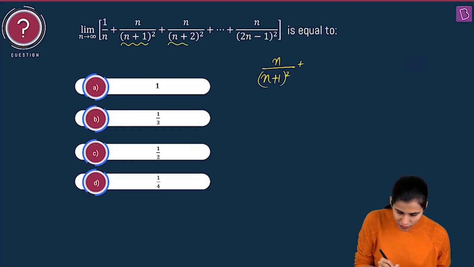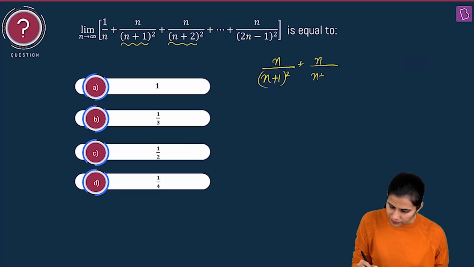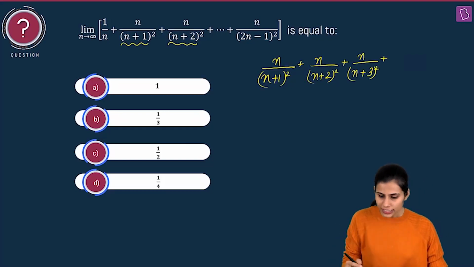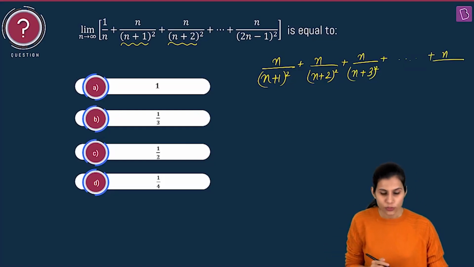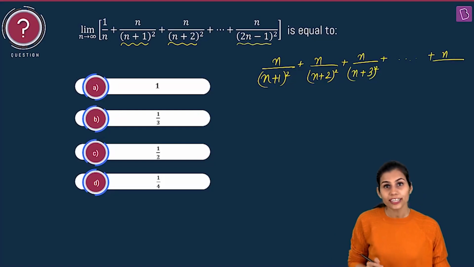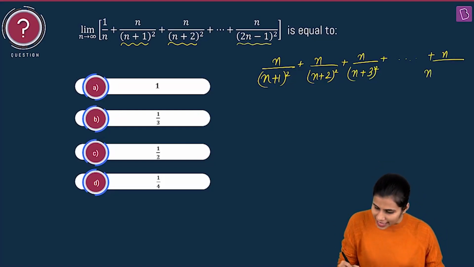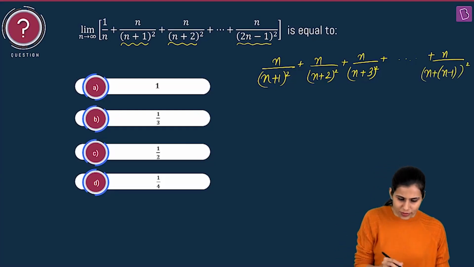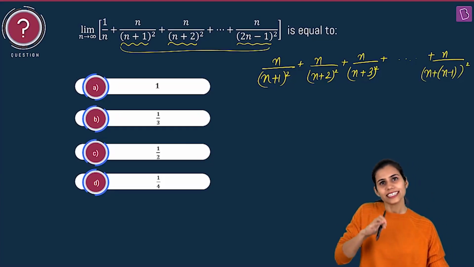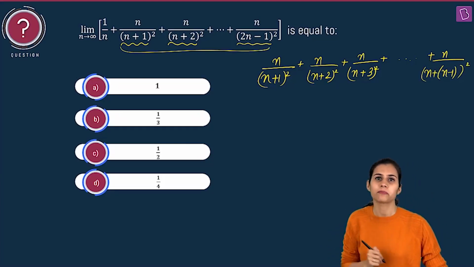Then you have n upon (n plus 2) whole square. Next will be n upon (n plus 3) whole square. So you can see the succession: the numerator is always n and the denominator is n plus something, whole square. So this last term, I can write (2n minus 1) whole square as (n plus n minus 1) whole square. Isn't it? So from the second term onwards, I have written each term as n upon (n plus something) whole square.